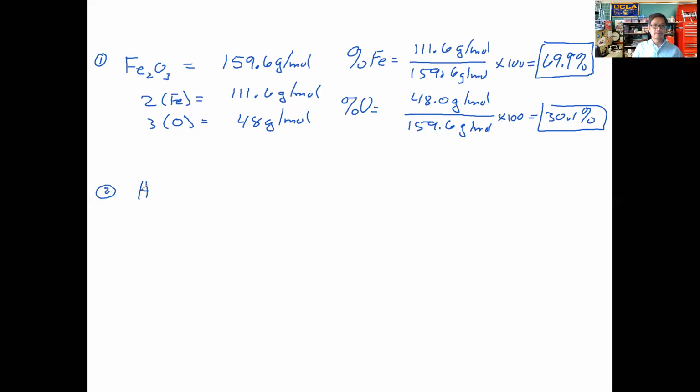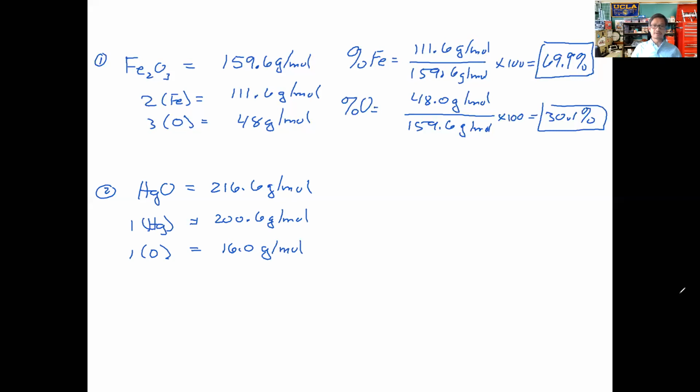So we have mercury oxide. The total mass of mercury oxide is going to be 216.6 grams per mole. That's the total molar mass. The mass of one mercury, since in mercury 2 oxide we only have one mercury, is going to be 200.6 grams per mole. And the total molar mass of 1 oxygen is going to be 16.0 grams per mole.